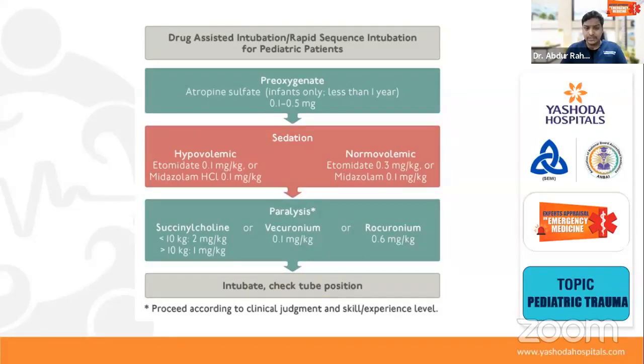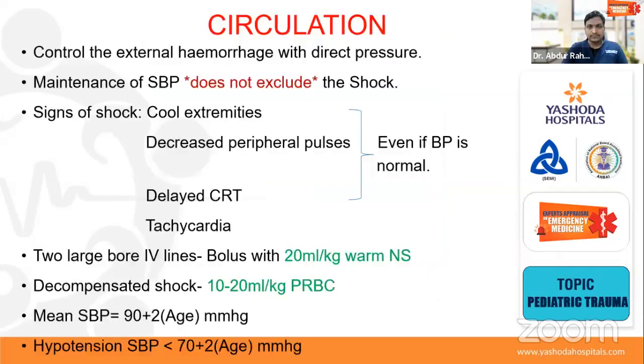And after intubation, confirm the tube position with methods like 5-point auscultation and ETCO2 confirmation, chest X-ray, and if possible, POCUS. So coming to the circulation part, we need to control the external hemorrhage with direct pressure.